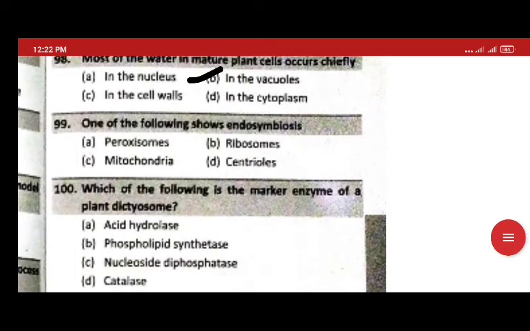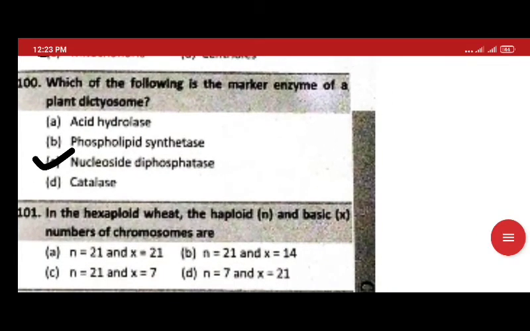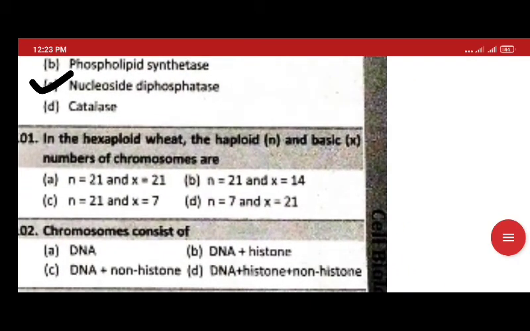One of the following shows endosymbiosis. So one of the following shows endosymbiosis in mitochondria. Which of the following is the marker enzyme of plant dictyosomes? So in plant dictyosomes is for nucleotide. C. Now C option is right. You should remember this. No option. 101.